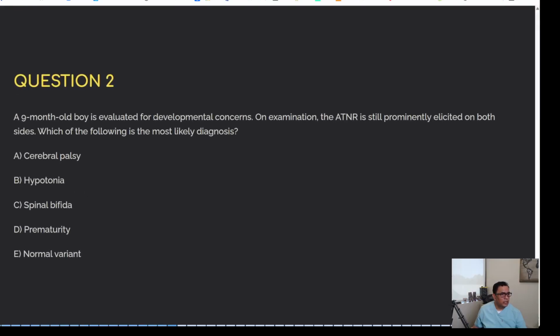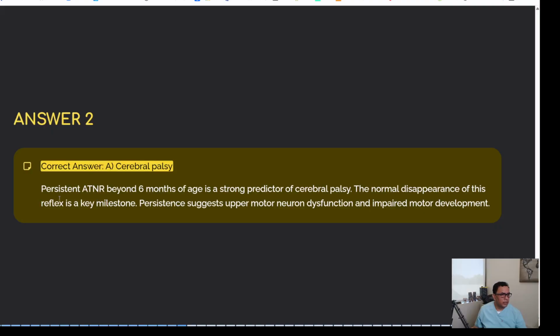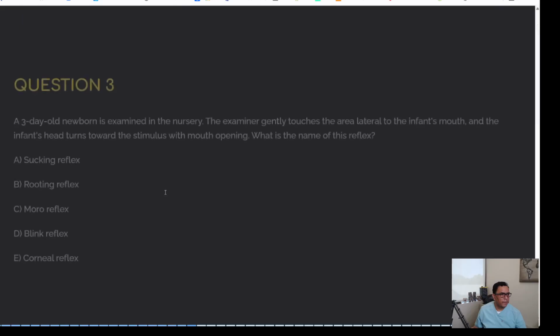A 9-month-old boy is evaluated for developmental concerns. On examination, ATNR is still prominently elicited on both sides. Which of the following is the most likely diagnosis? Cerebral palsy, hypotonia, spina bifida, prematurity, normal variant. The answer should be cerebral palsy, since this persists beyond 6 months.